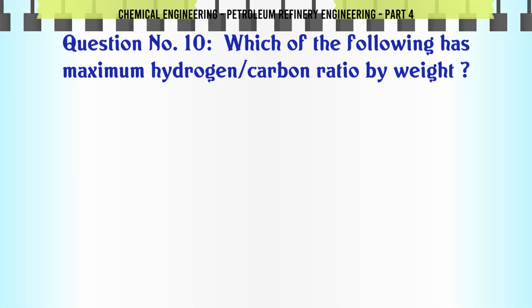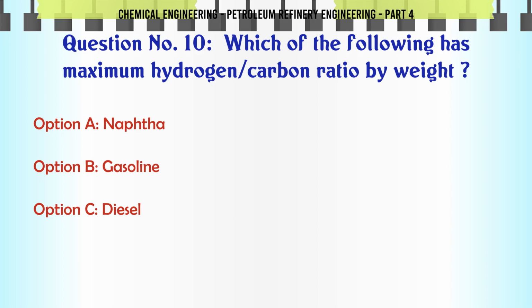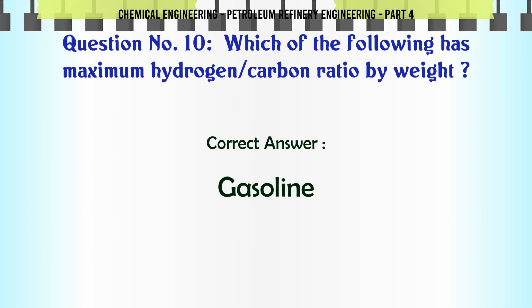Which of the following has maximum hydrogen-carbon ratio by weight? A. Naphtha, B. Gasoline, C. Diesel, D. Fuel oil. The correct answer is gasoline.